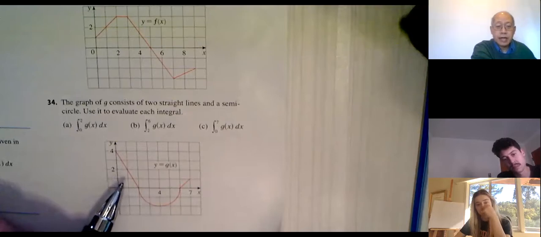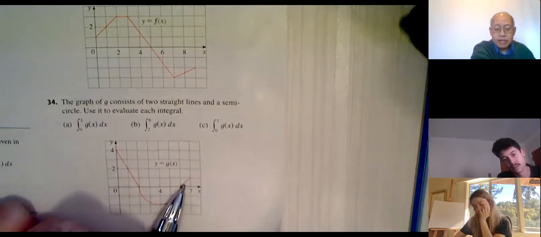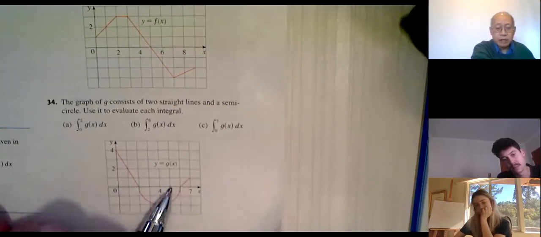Okay, so the answer to C is 4.5. That's 4, positive. That's a half, positive. So that's 4.5 minus 2 pi.